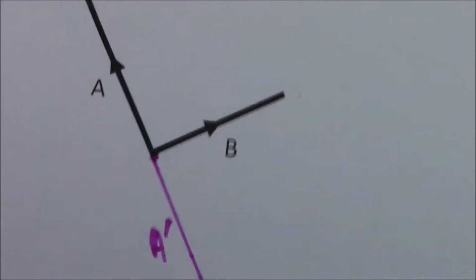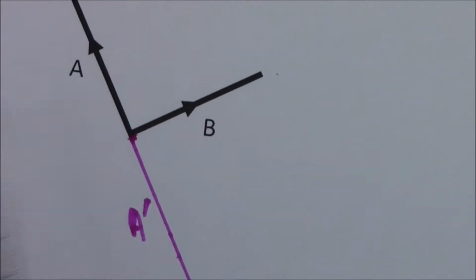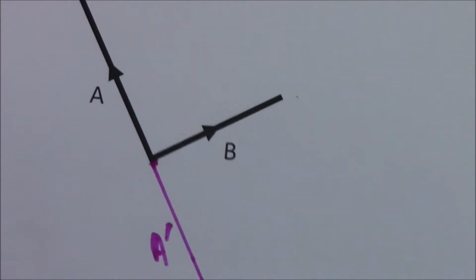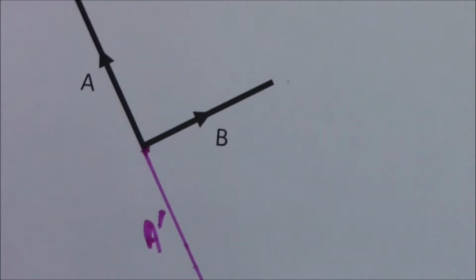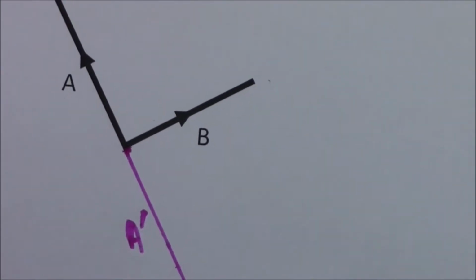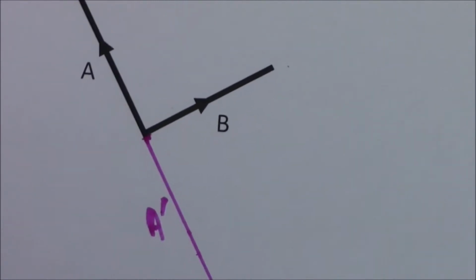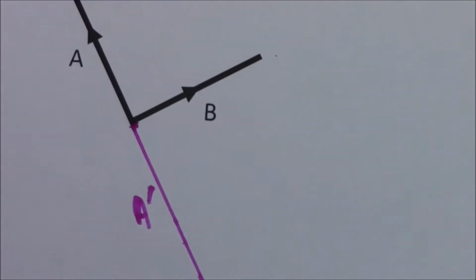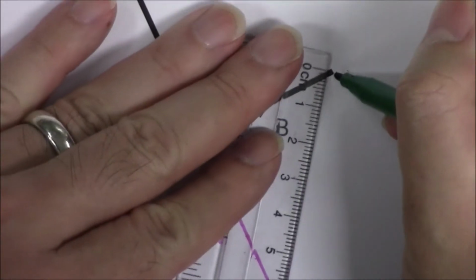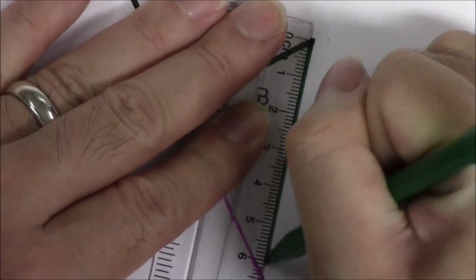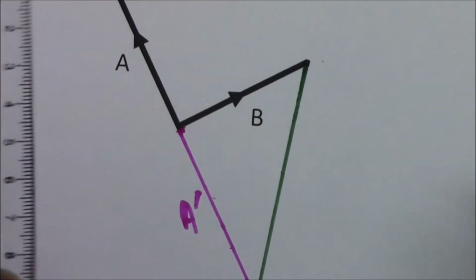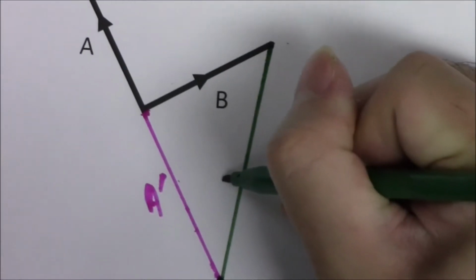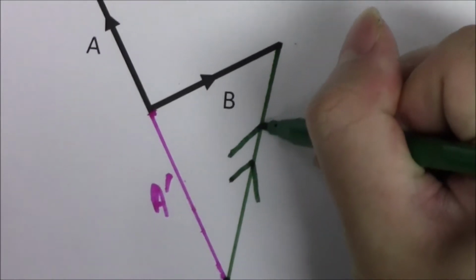We are now in the position to draw out the resultant of the addition of vector A prime and B. It's similar to arrangement 1, where we are looking for the shortcut from the starting of A prime to the ending of B. This is the shortcut, and this is also the resultant, and the direction we will indicate with a double arrow.